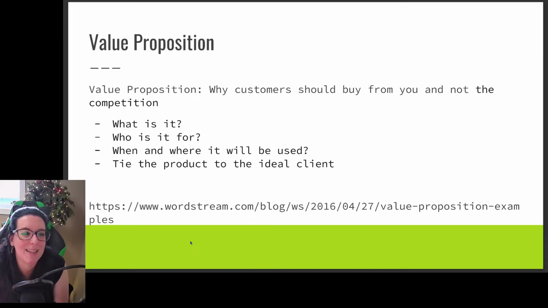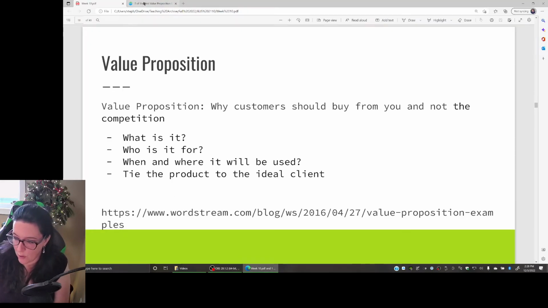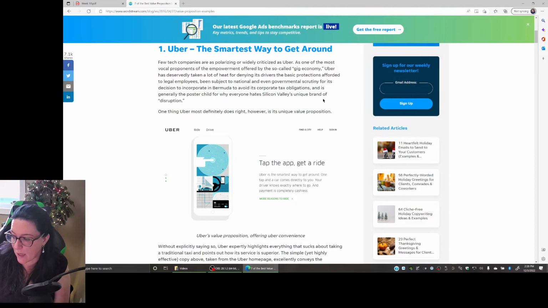And we can tie this to the discussion we had previously about that ideal client. So what is it about that customer, their persona, that ties so nicely with our product? That's what creates the value proposition. So we're actually going to go to this website here. An individual has a couple of value proposition examples we want to take a look at.